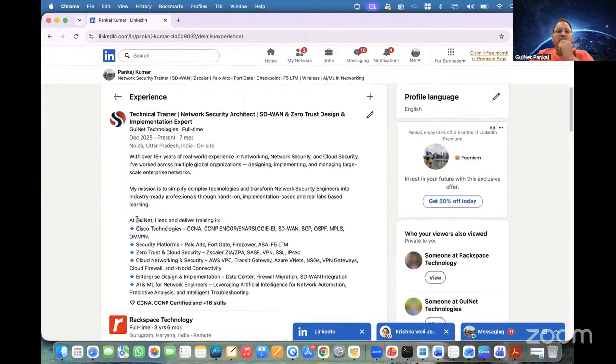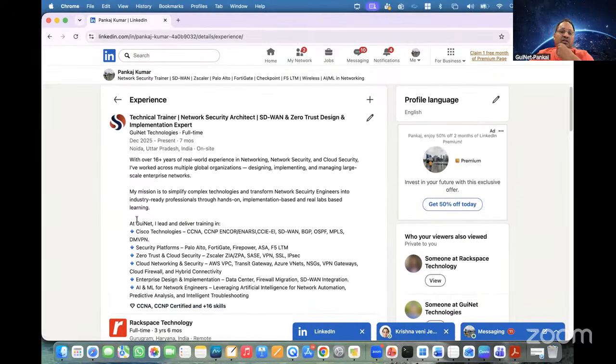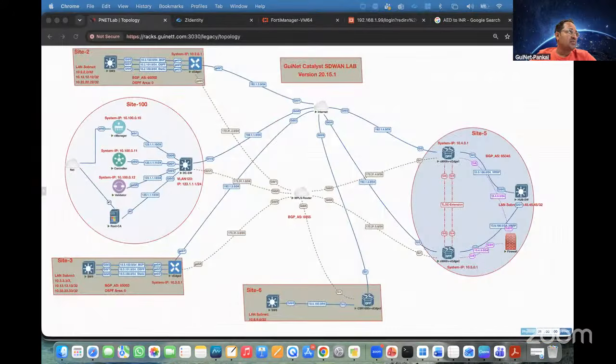And now I am doing a network security architect project for a global client on behalf of GuiNet Technologies, and I'm also doing training. You can find me on LinkedIn if you want to connect and keep in touch. I'll always be there, and you can find good articles and good posts from my side, which are going to be very helpful for you all.